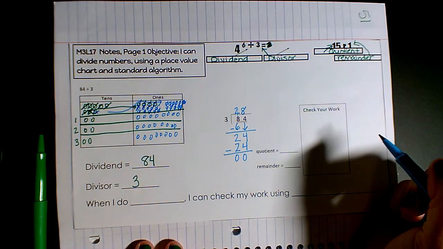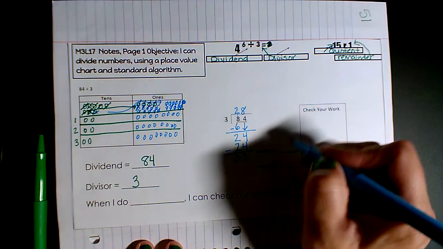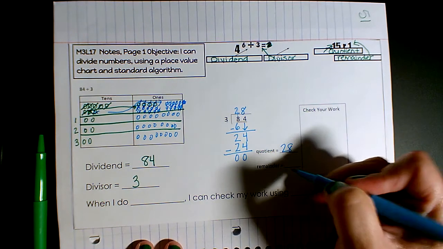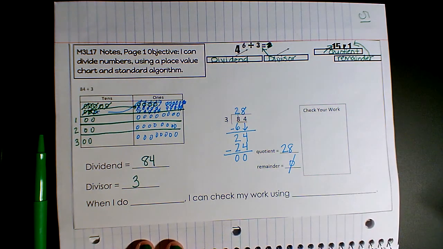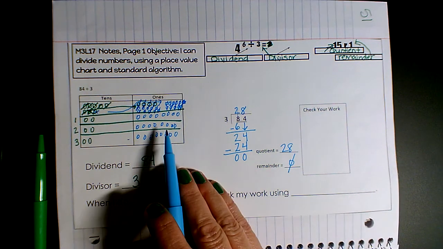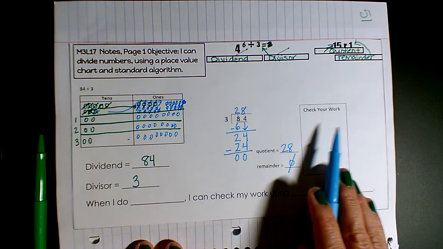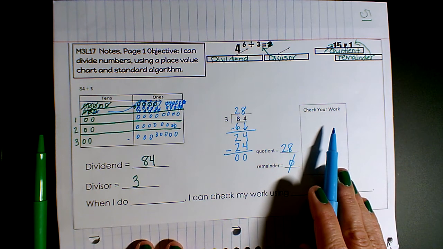Okay, so what's my quotient? If you said 28, you're correct. Was there any remainders? No, not today. Not on this problem. Okay, but here's what we're going to do. Because I said today that we were going to do division with place value charts, but that we were also going to check our work.